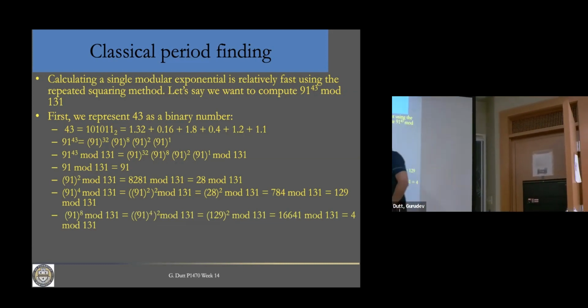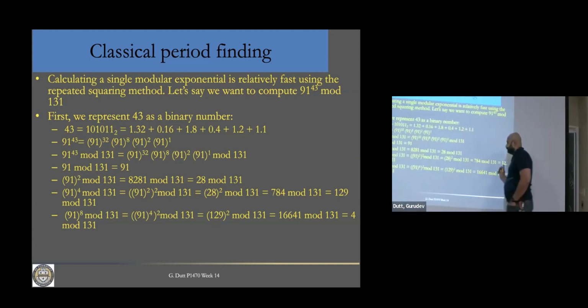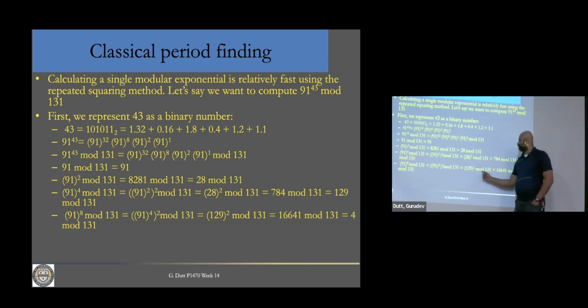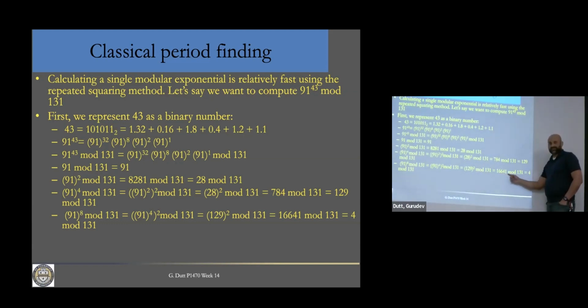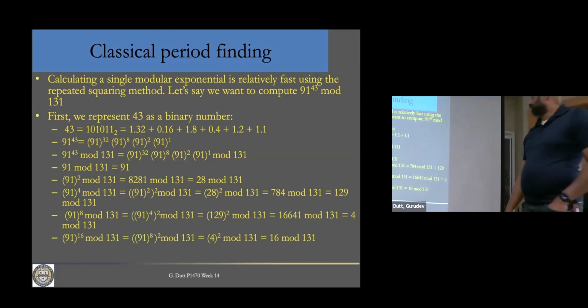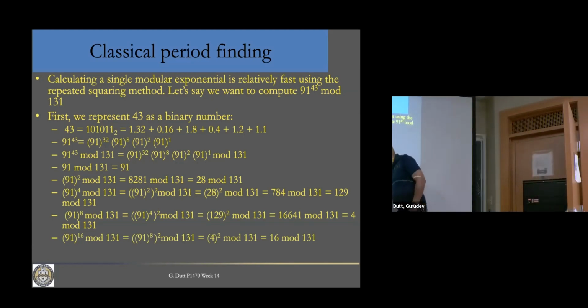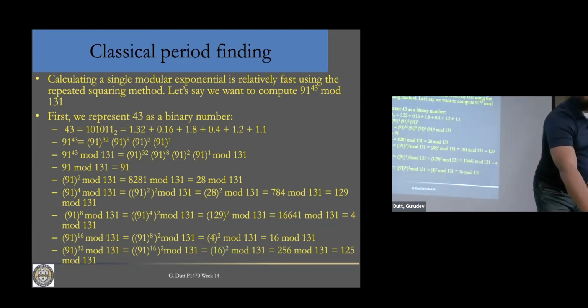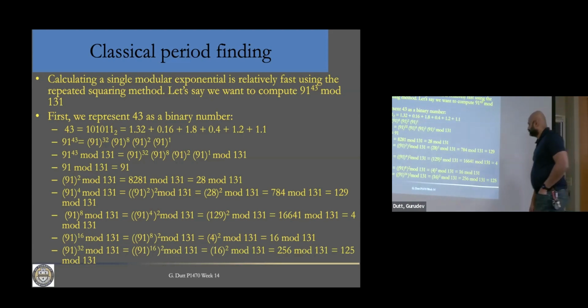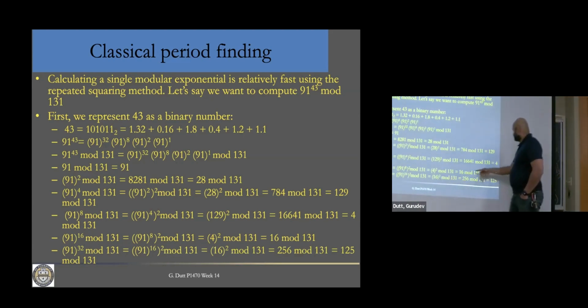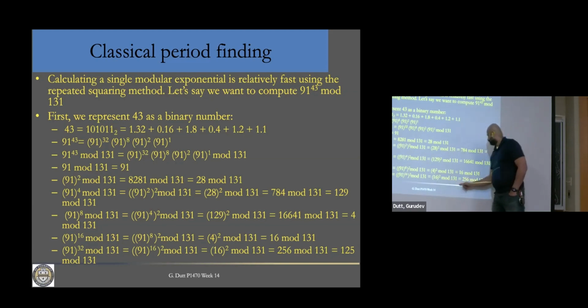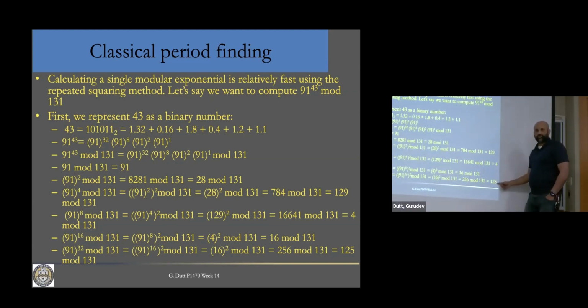91 to the power 8. That's again 91 to the power 4 squared. I already found out 91 to the 4 is 129. So that's 129 squared modulo 131. And that's a slightly larger number, but still easy on a calculator. And that is remainder 4. Finally, we had to do 91 to the 16. Okay, straightforward. Again, it's just 4 squared modulo 131, which is 16. And 91 to the power 32. Same thing. Now that's equal to 16 squared modulo 131, which is 256 modulo 131, which is just 125.